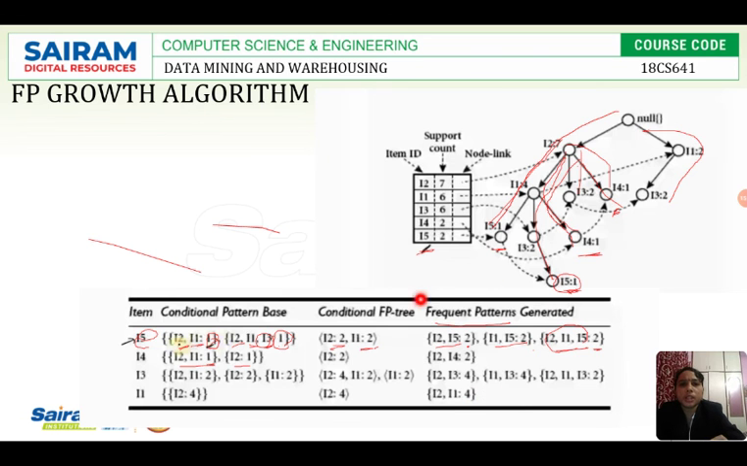So this will be the final frequent patterns generated. So in the Apriori algorithm, we have generated with the help of the candidate set. Here we are just taking the pattern and we are generating the frequent item set. Hope it would be clear.